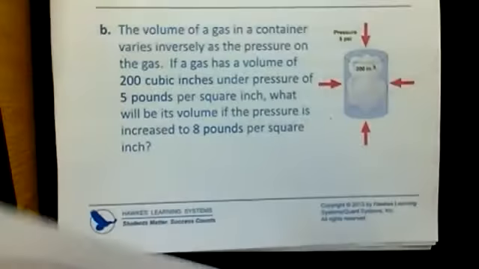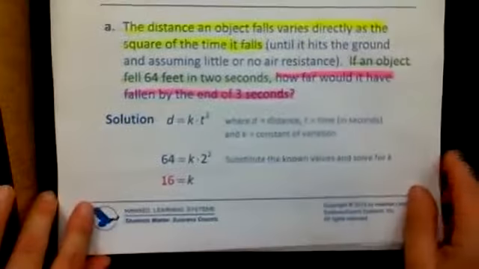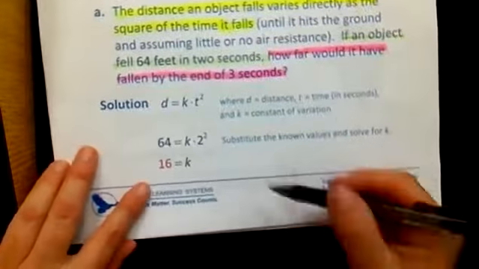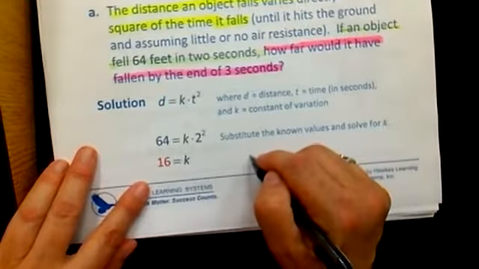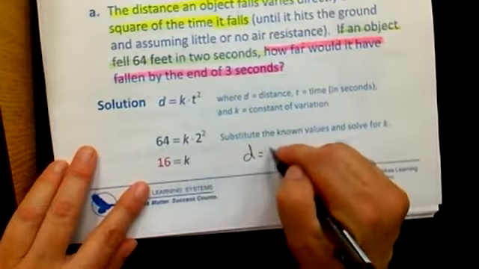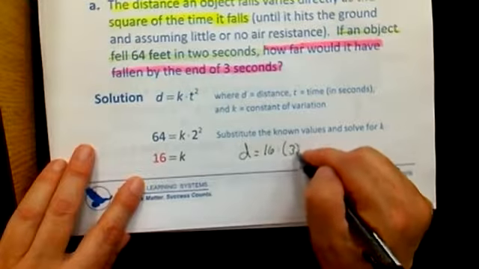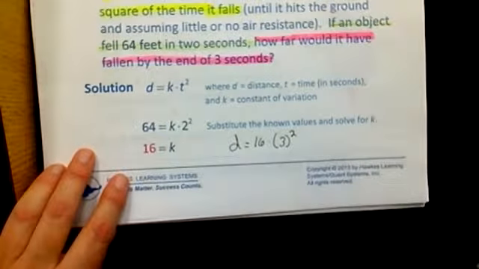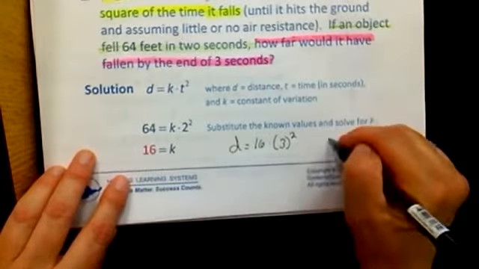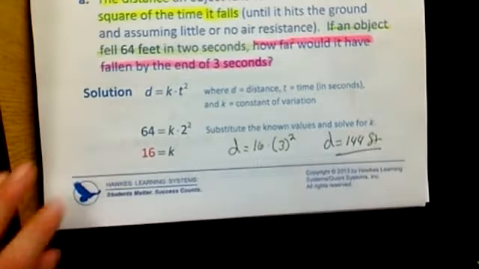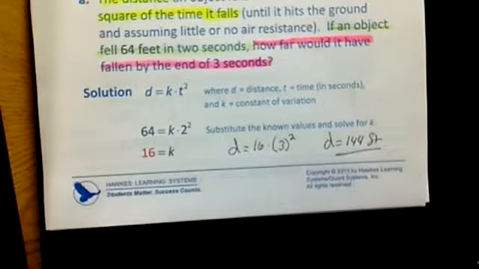So, whoops, that was my other one. I guess we've got to finish it on here. So if I finish it, how far will it have fallen at the end of 3 seconds? I'm going to have distance equals 16, which is K, times 3 seconds squared. So 16 times 9, and I will end up with my answer of D equals 144 feet. So 144 feet would be what we'd end up with for that one.